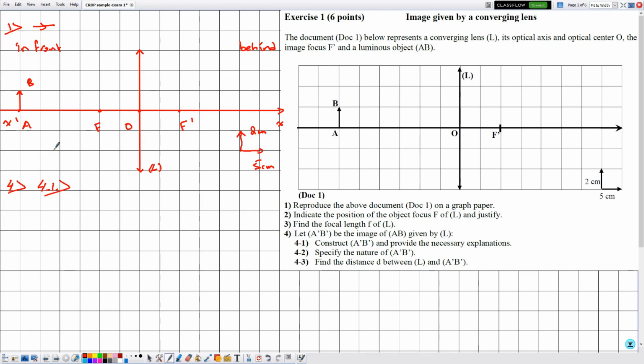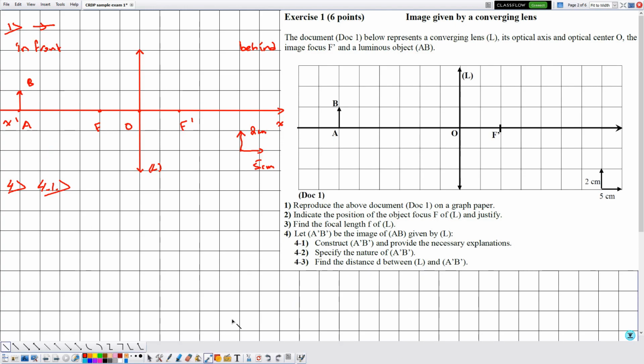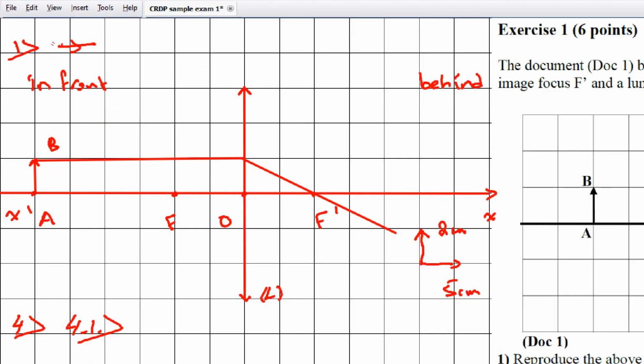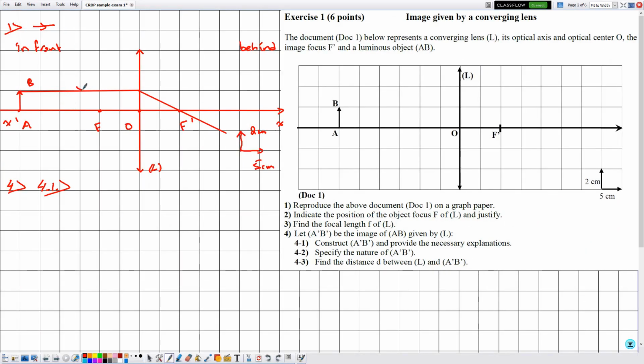Then the first incident ray that we will consider is issued from B and parallel to the optical axis. We know that this ray will emerge passing through the image focus like this. And we don't forget the arrows on light rays that indicate the direction of propagation of light, which is given by, in this case, from left to right. Now this is the tracing of the first ray. Now let's justify it.